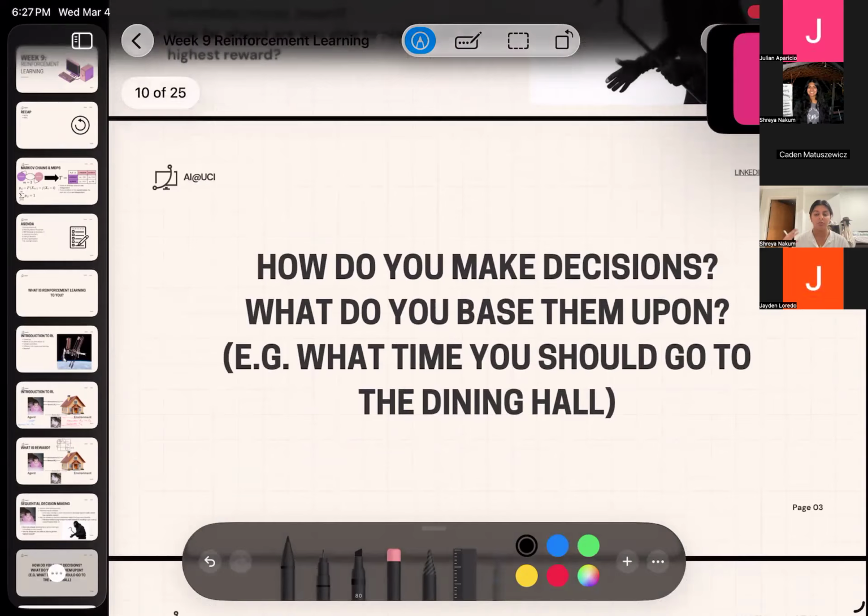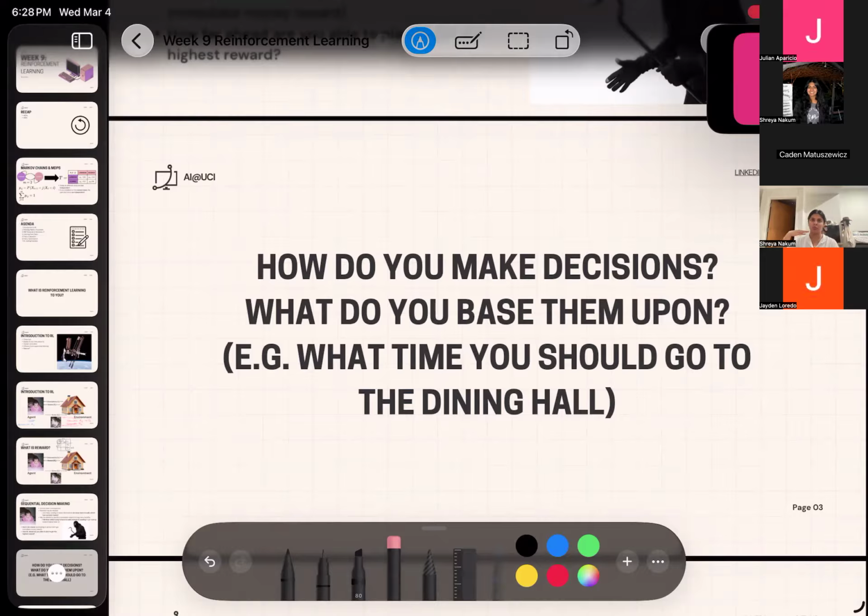So this brings me to a question for all of you. How do you make decisions? What do you base them upon? For example, what time should you go to the dining hall? What would you tell me? If you don't want a long line, how do you know that's the best time to go to the dining hall? Either go early or late. Yeah.